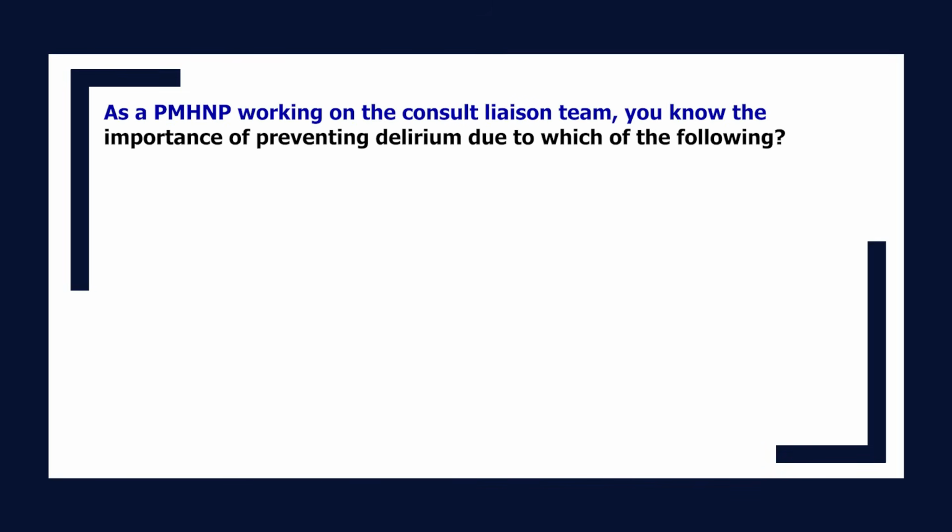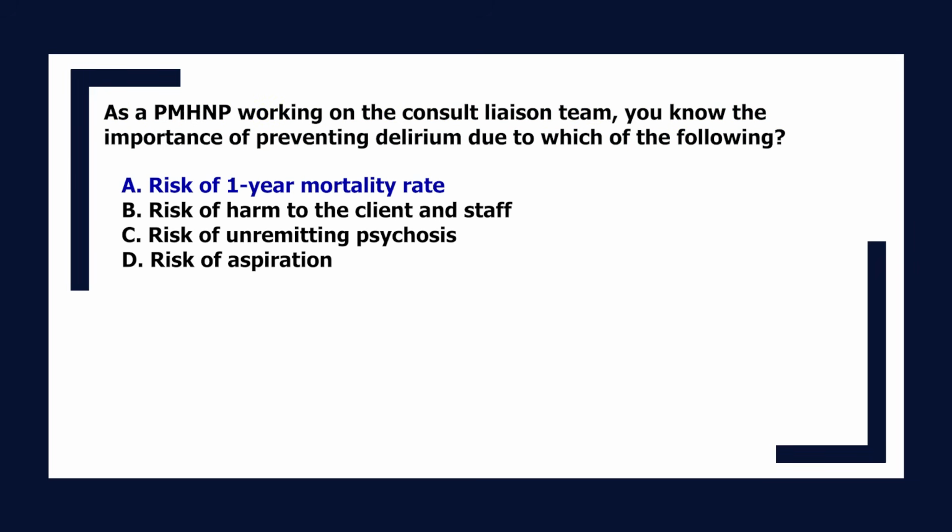As a PMHNP working on the consult liaison team, you know the importance of preventing delirium due to which of the following? A. Risk of 1-year mortality rate. B. Risk of harm to the client and staff. C. Risk of unremitting psychosis. D. Risk of aspiration. The correct answer is A.